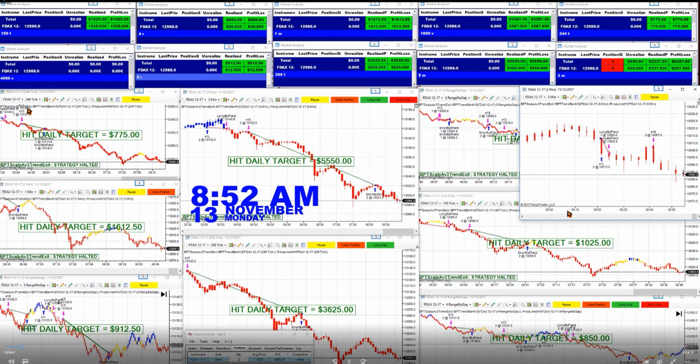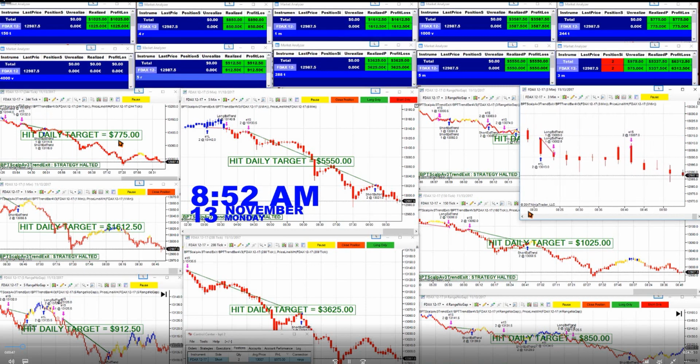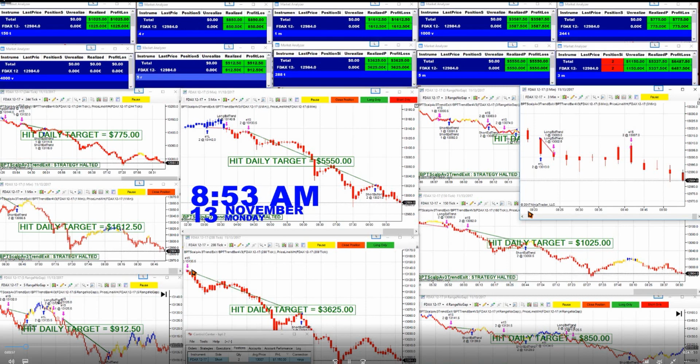If you notice on this one here, on the 244 ticks, and we have them all, we took one or two trades, 775, 1600 on the 1 minute, 5 range, 912, 288, and you can see where the trade is, 3600 on the 5 minutes, 5500 on the 3 range, and you can see the market analyzer.